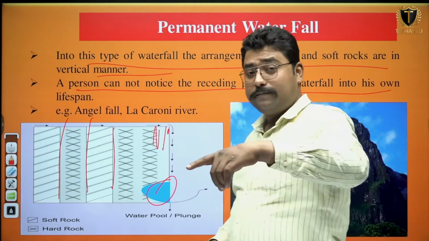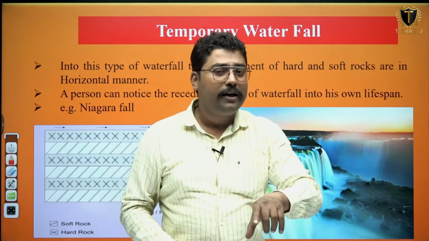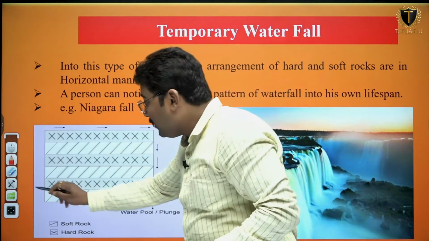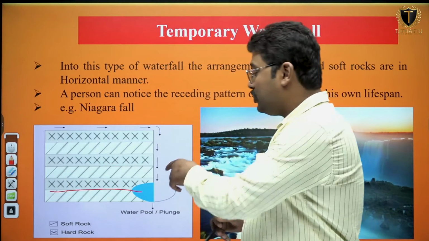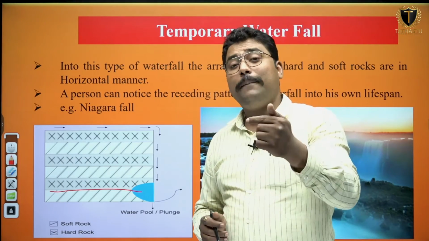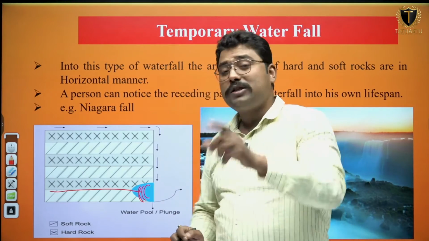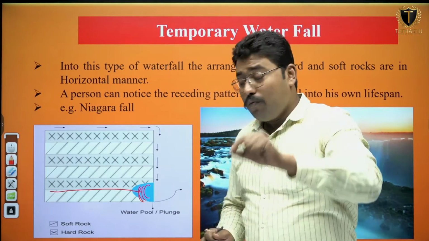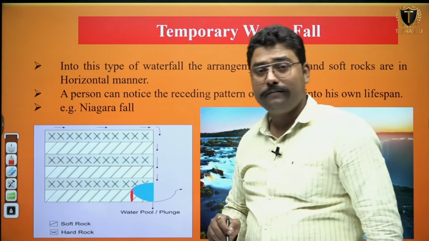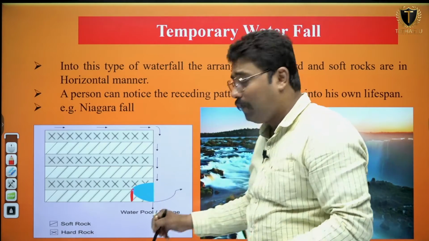On the other hand, in the temporary waterfall, the alignment of rocks is horizontal, and the most important thing is that the lower strata will be of soft rock, as you can see, and then the hard rock will be placed on top. Now what will happen? When water falls, it will erode the soft rock column very easily. Now when the soft rock column is eroded till here, the overlying strata will lose its base and it will fall down.